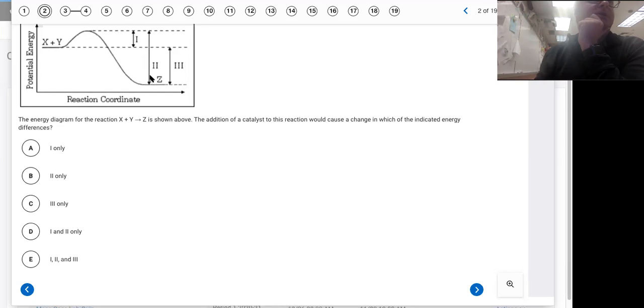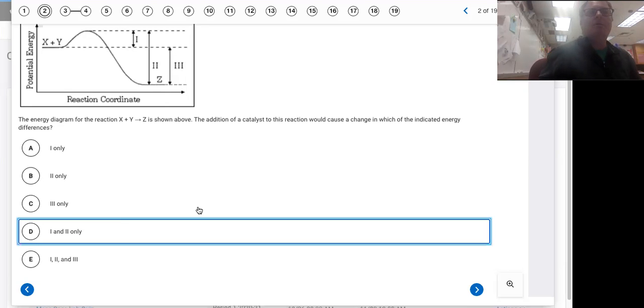What is this considered? The activation energy for the reverse reaction. You're awesome. Would that be affected by the catalyst? Yes. Well, now we have a possibility of D and E. What is this called? It's like the delta E, delta H of the reaction. Is that affected by a catalyst? No. So we would have to go with E here. So it would affect 1 and 2.